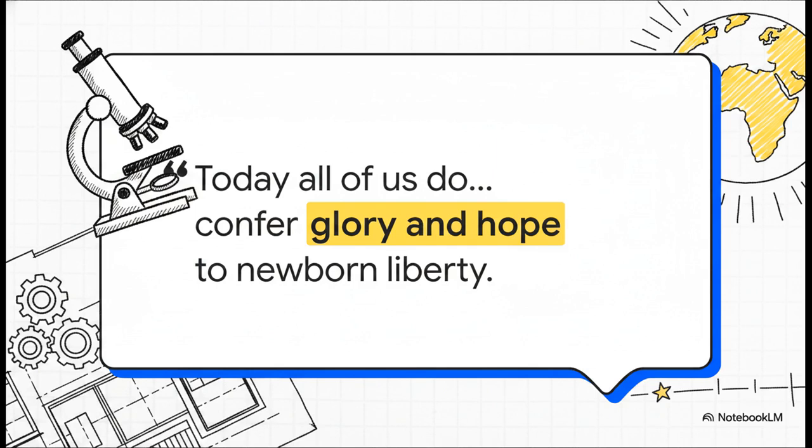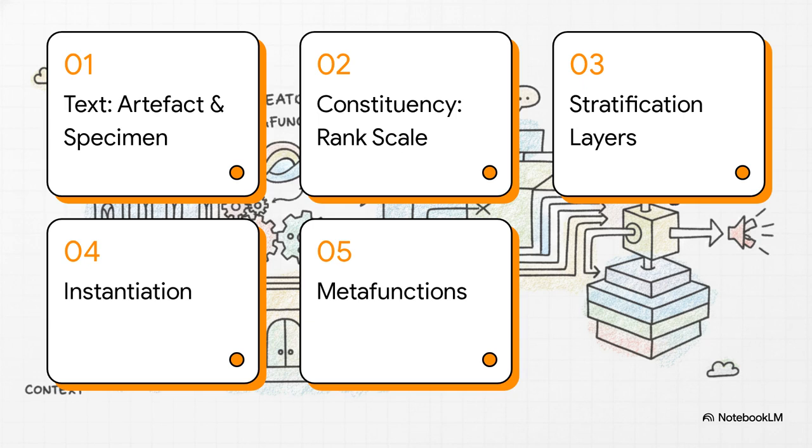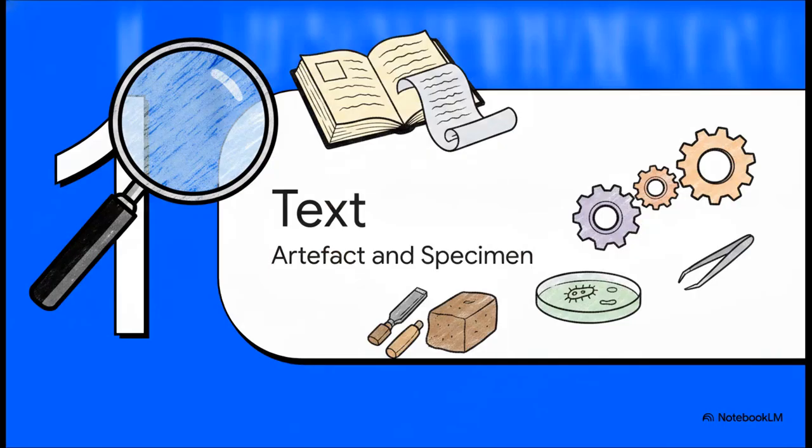To deconstruct this dense framework, we'll sequentially apply 5 different structural lenses: text as artifact and specimen, constituency and the rank scale, stratification, instantiation, and finally, the metafunctional spectrum. Let's kick things off with our first lens: text, artifact, and specimen.